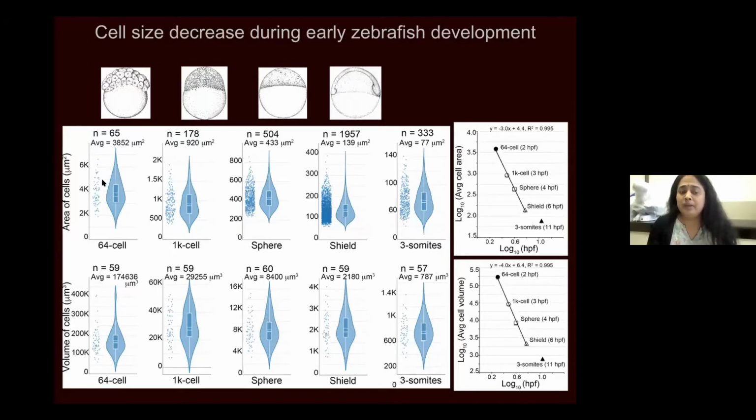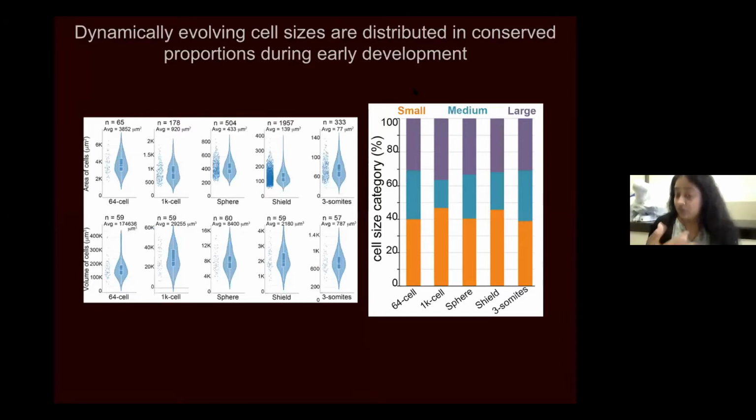So if you look at them, and these are all wild type embryos, there is a clear reduction in cell size. And the same is true for cell volumes. When you plot the average cell area versus the stage of development, you see a very nice trend which follows a power law fit. And for each stage, there's a power law fit. But essentially, what it means is that the change in area and volume is regulated. It's an ordered process.